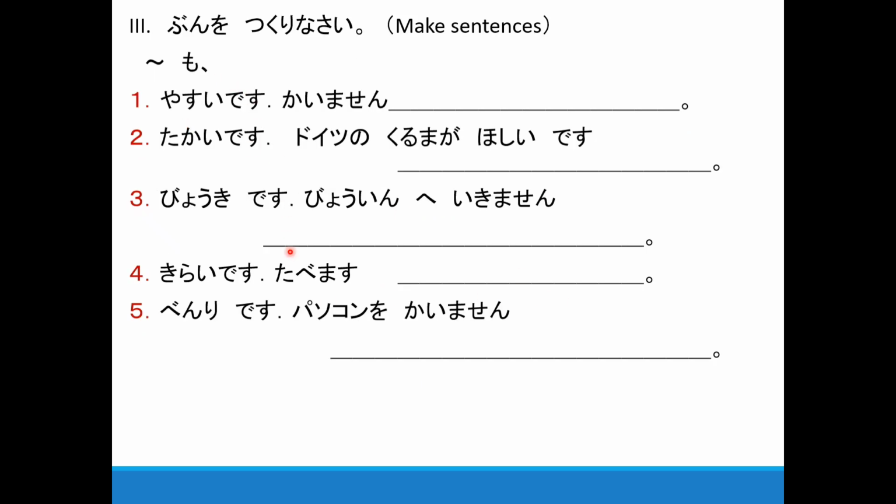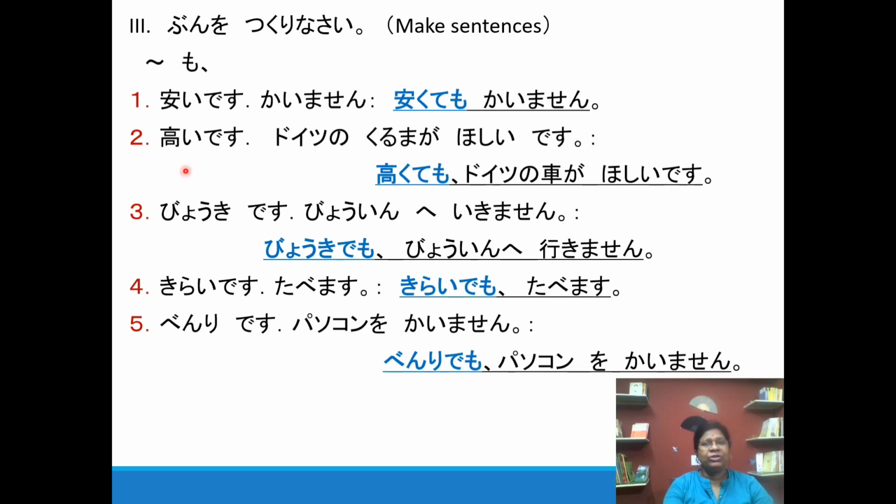More practice. Please pause the video and fill in the sentences. Here I have not given any example sentence, only two words. Yasui desu, kaimasen. Make a conditional form using mo. Pause the video and do it. For you, I will do only question number 1. Yasukutte mo kaimasen. Even if it is cheap, I don't purchase. Done. Check with the answer. Number 1: yasui desu, kaimasen. Yasukutte mo kaimasen.